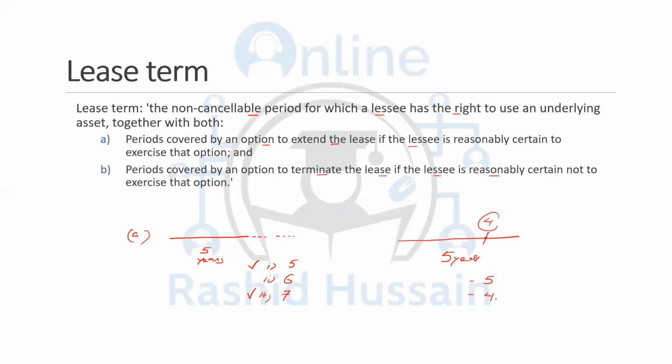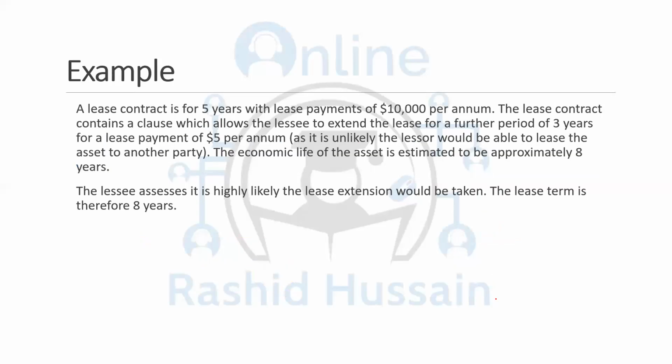So first of all, the non-cancelable period, and then there will be an addition of the extendable period only if they are reasonably certain. And similarly, periods covered by an option to terminate the lease if the lessee is reasonably certain not to exercise that option. So these are the examples of the lease period. We have an example as well.